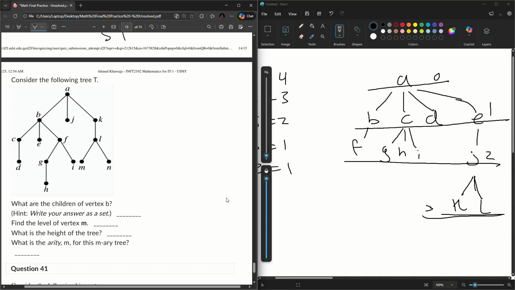Now, consider the following tree T. Which are the children of B? C E F. It's just the children, not the children's children. It's not like I'm asking for your grandchildren. It's like there's dad, children, and then grandchild. The dad only wants the children. He does not want to see the grandchildren yet. So it's C E F, right?